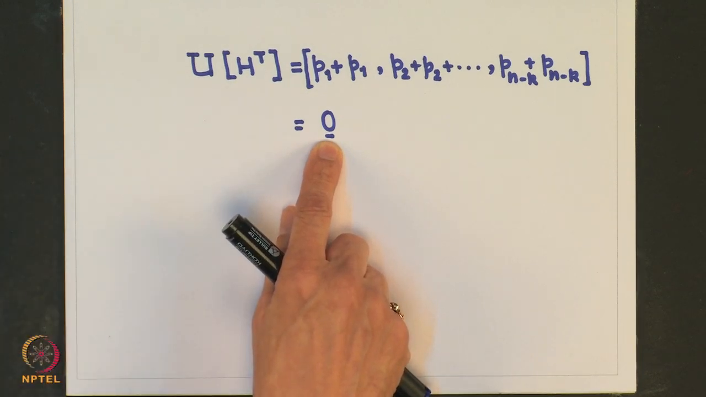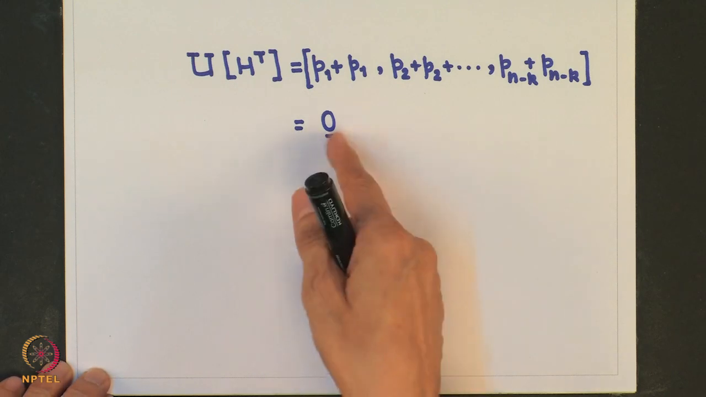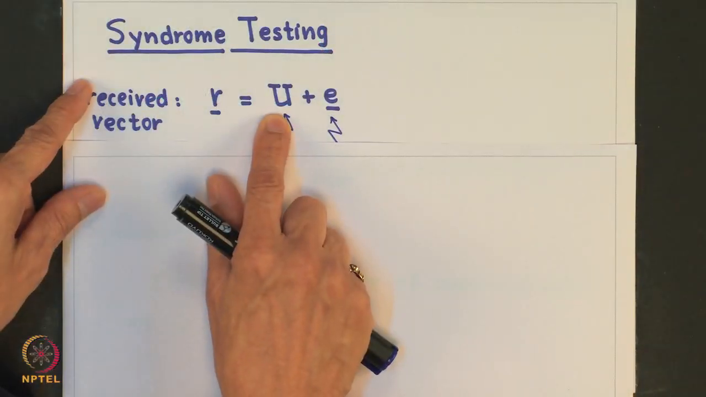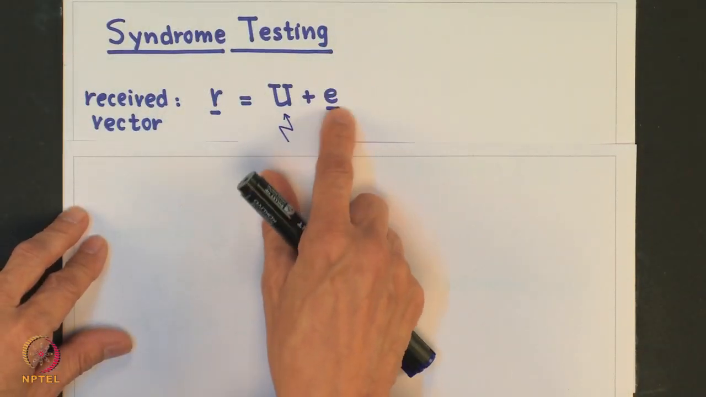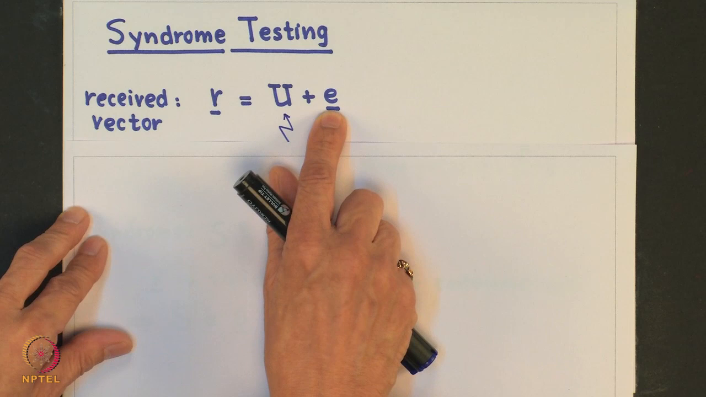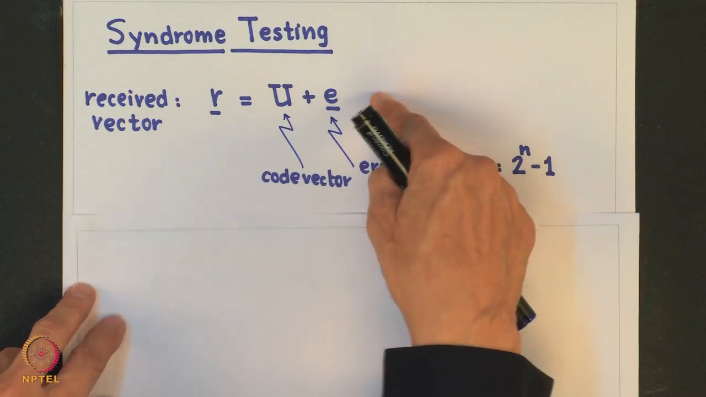Now, this is a very powerful result which can be used to find out if the received vector is really a code word or non-code word, and this can be done as follows. This is known as syndrome testing. So, we have a received vector which is the transmitted vector U plus, let us assume there is some error vector. So, this error vector is also an n-tuple.